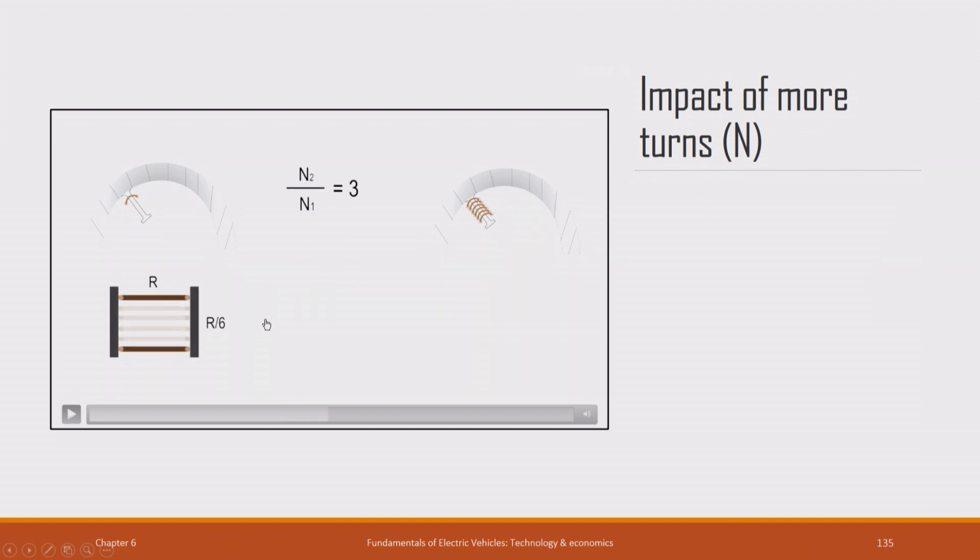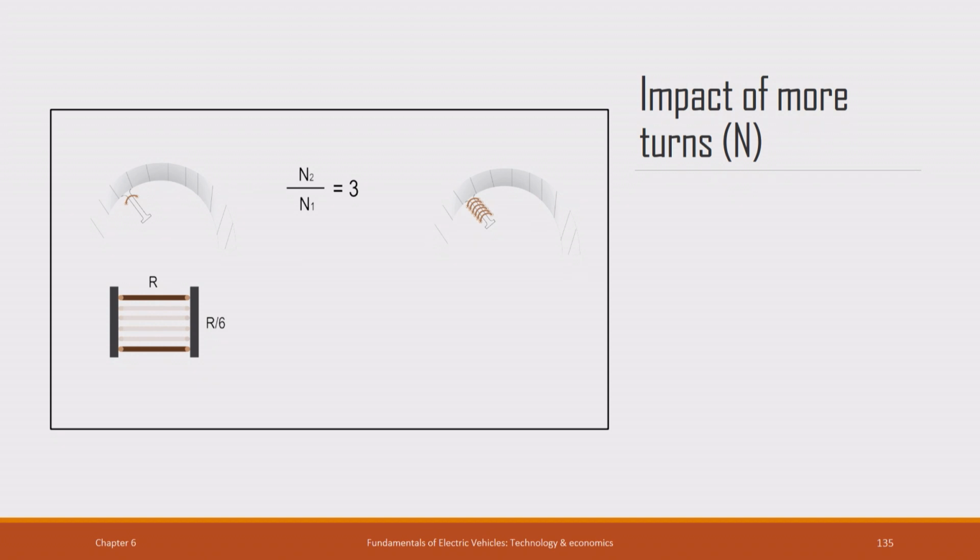When I do this, what happens is that if one turn has a resistance R, when I put 6 turns in parallel, the resistance becomes 1/6, which is R by 6. And because the resistance is 6 times smaller, my copper losses, which are normally the predominant contributor to the motor's efficiency, will become 6 times lesser, and so the efficiency of the motor will tremendously improve. This is the reason why I put 6 parallel strands.